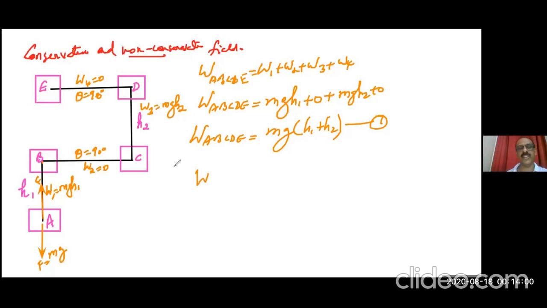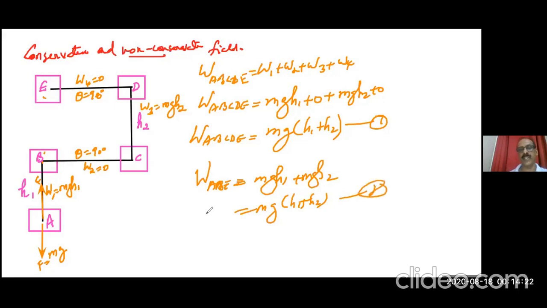If we lift this object directly along A, B, E, then this is mgh1, and here the same height h2, plus mgh2. Then the answer is mg into h1 plus h2. This is equation number 2. Equations 1 and 2 show that W_ABCDE is equal to W_ABE. It is independent of path.